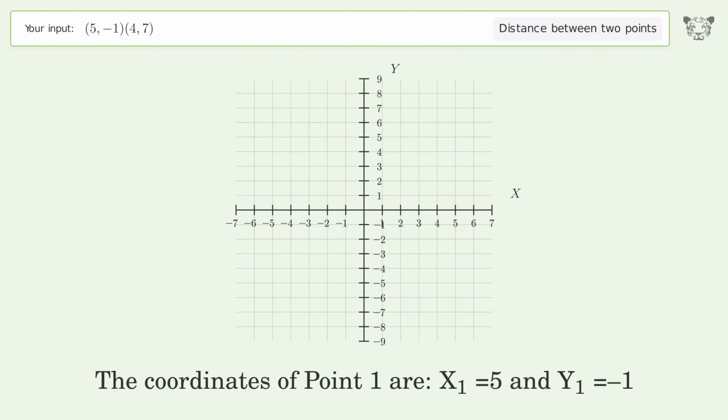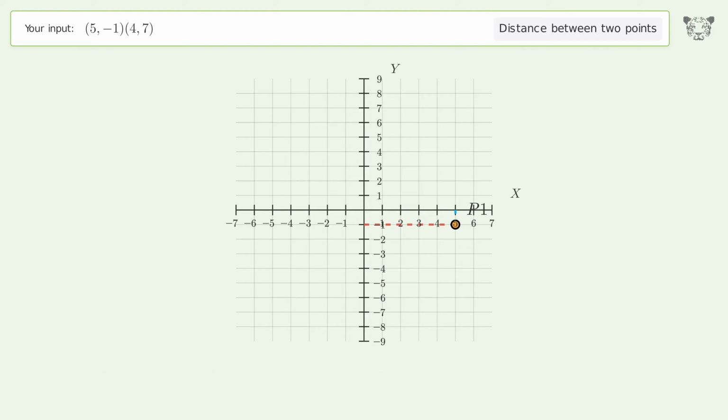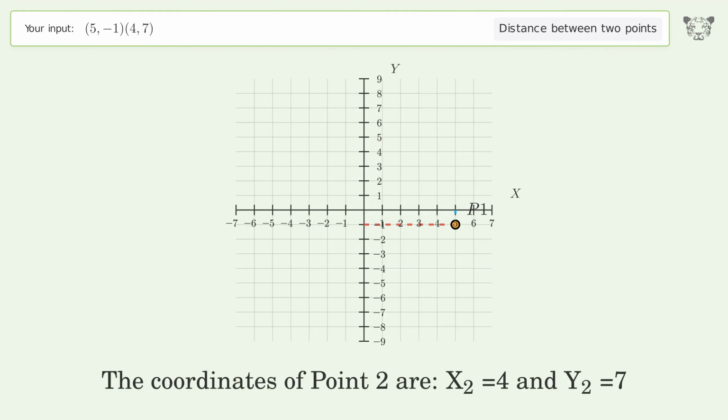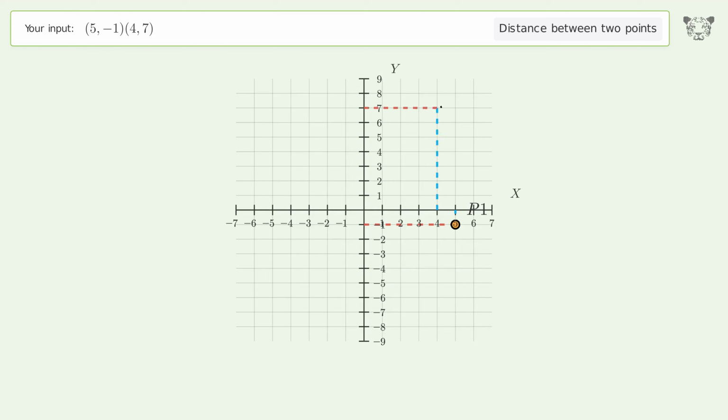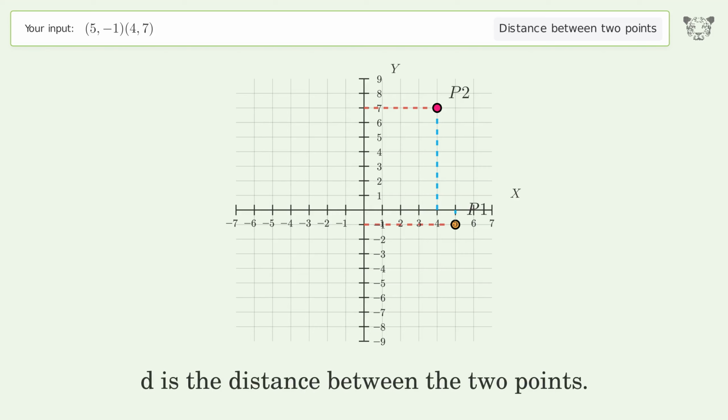The coordinates of point 1 are x1 equals 5 and y1 equals -1. The coordinates of point 2 are x2 equals 4 and y2 equals 7. D is the distance between the 2 points.